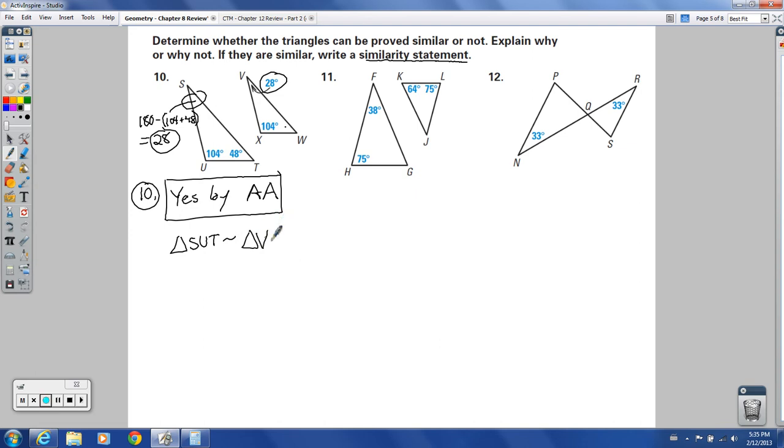There are other orders to write the letters in, but they have to correspond with each other. S has to match up with V, U with X, and T with W. Whatever order you write them in, they have to match up in that way.